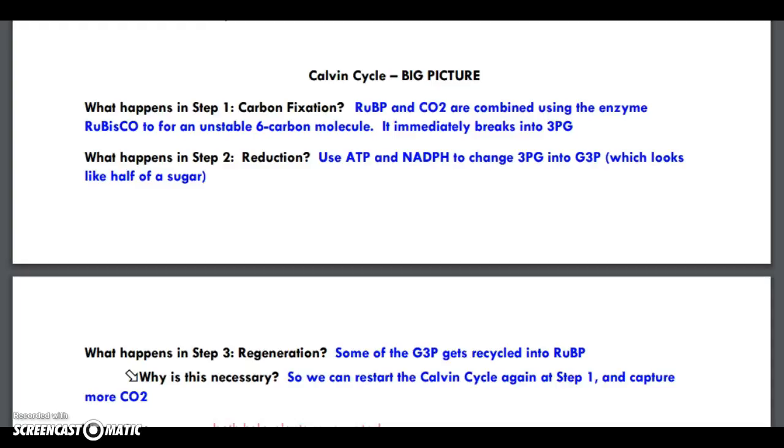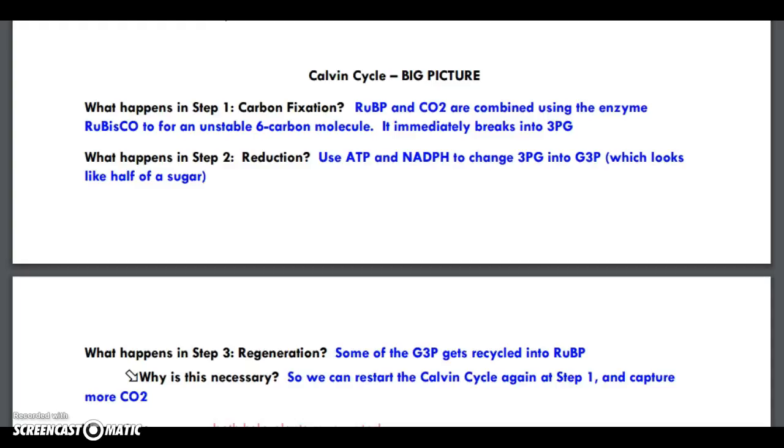That molecule that was really unstable immediately breaks into 2 molecules of something called 3PG. It's just an unstable intermediate that really doesn't make sugar yet. We need to do more to it. So it goes into phase 2, step 2, reduction, and that's when you use more energy, ATP, and NADPH, and then we're going to change that 3PG molecule into something called G3P. And the reason we do that is because G3P is half of a sugar, and that's what we're trying to make.